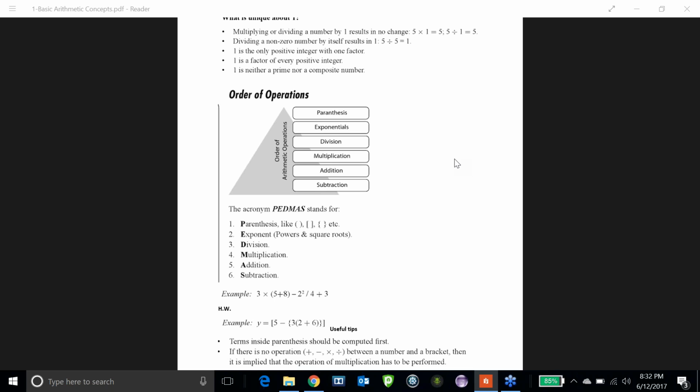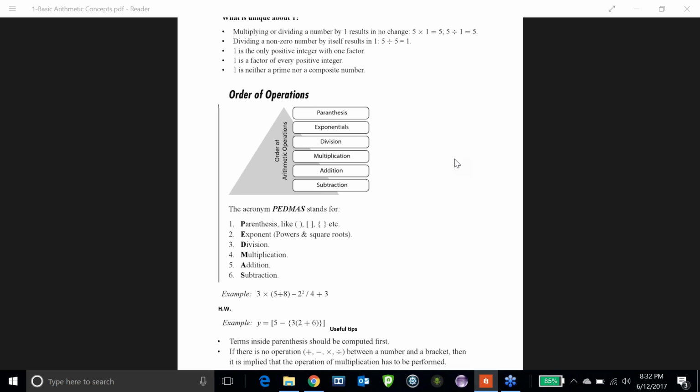3 into (5 plus 8) minus 2 square by 4 plus 3. So now use the PEDMAS rule. What should we start with? Parenthesis. What is there in the parenthesis? 5 plus 8. First you need to perform this operation. 5 plus 8, 13. So what is the next step?